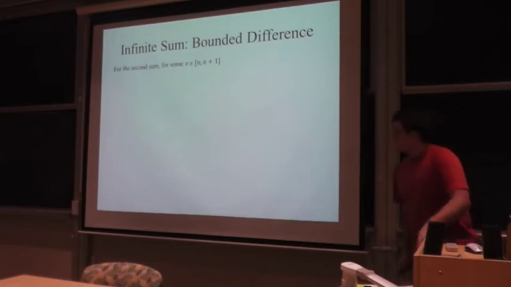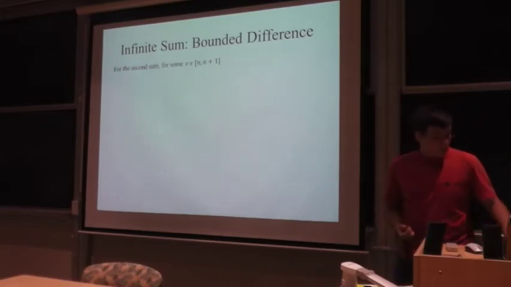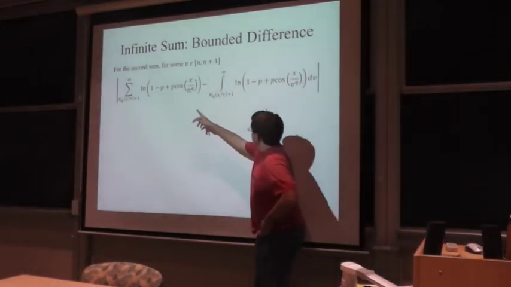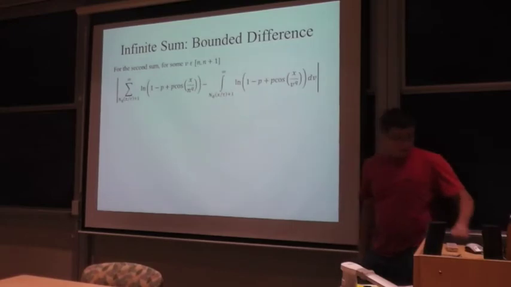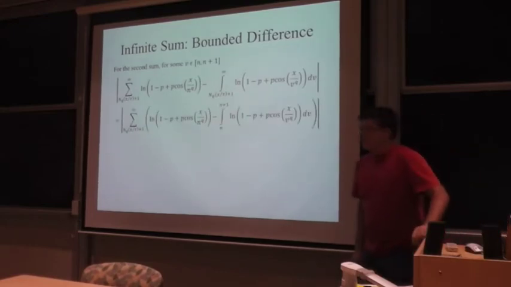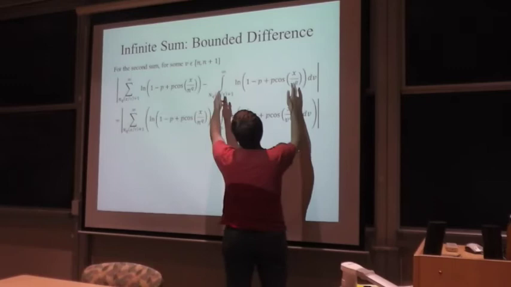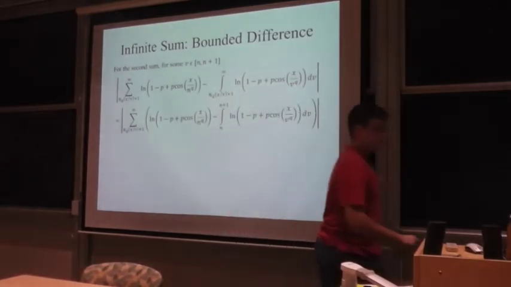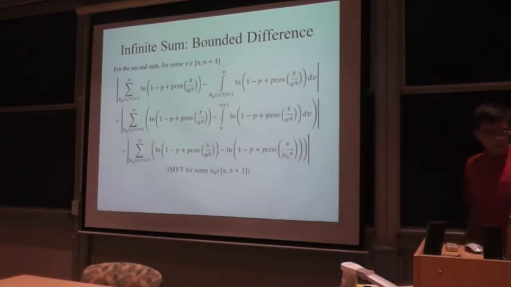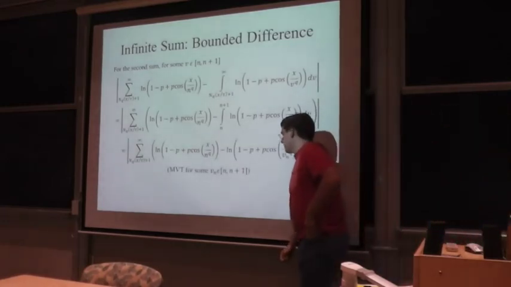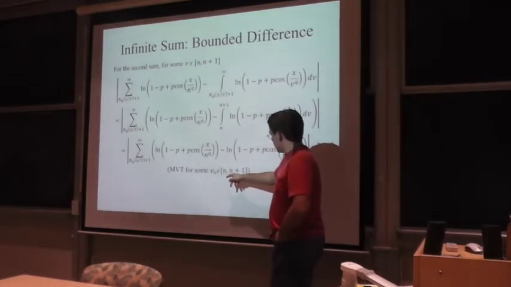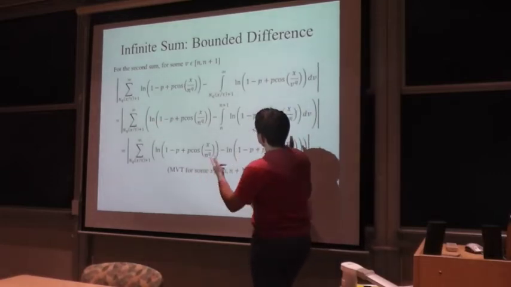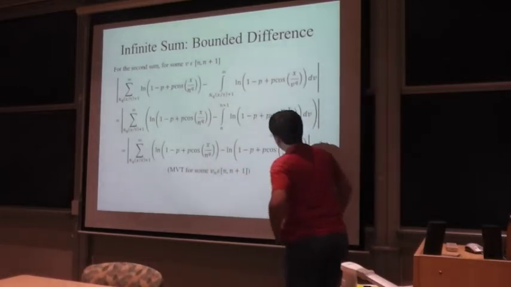Now, for the infinite sum, we try and find a bounded difference between our infinite sum and the Riemann approximation that we created. First, we just take the integral and move it within the sum by changing the limits of integration. Now we use the mean value theorem. So for some v sub n, which is between n and n plus 1, we can do as follows. We can just, again, get rid of this integral.